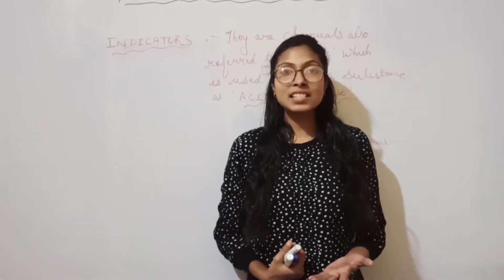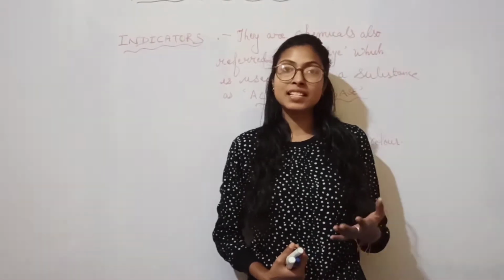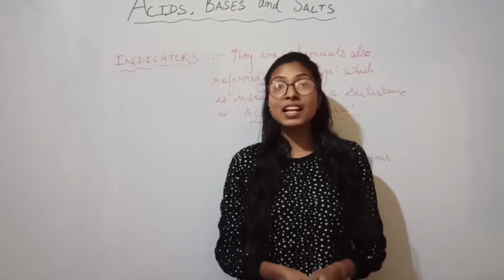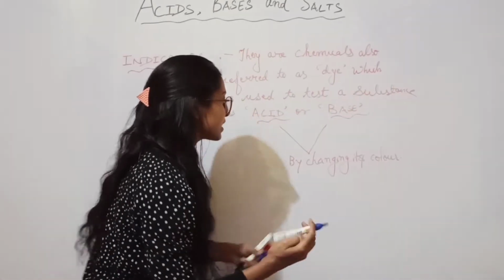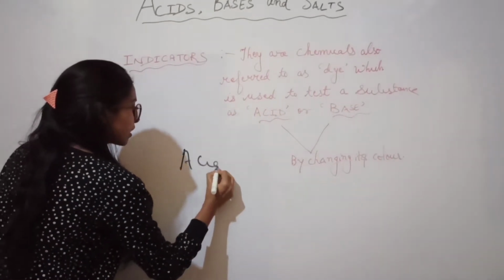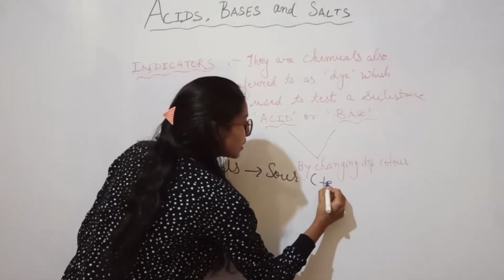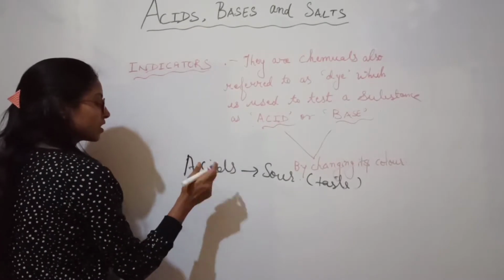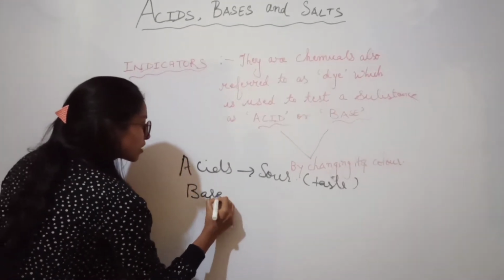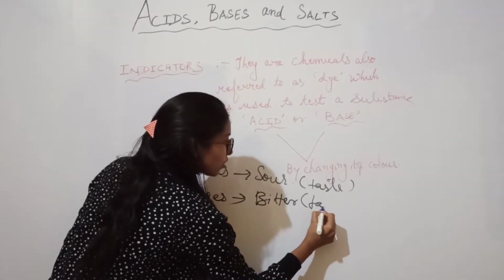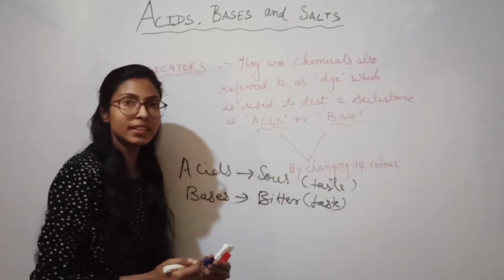Firstly we can taste it. By tasting we can say that yes, it is an acid, it is a base. How? Because acids are sour in taste. It is the nature of acids. Now if we talk about the bases, bases are bitter in taste.